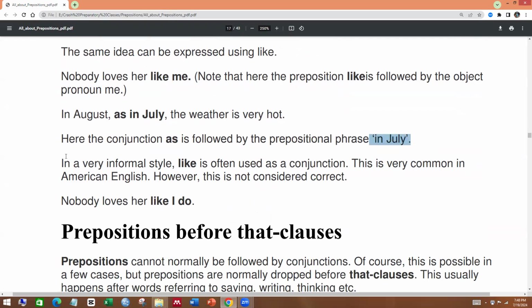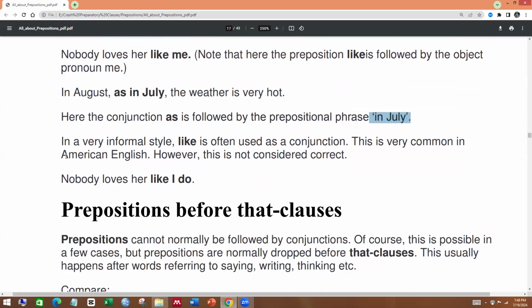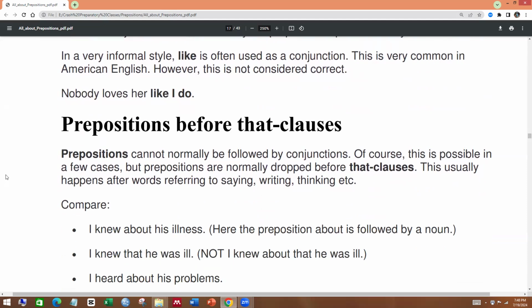Right. In very informal style, like is often used as a conjunction. This is very common in American English. However, this is not considered correct. Nobody loves her like I do. It's a very strange sentence. Prepositions before that clause. That clause मैंने explain किया था कि that clause हम किस चीज को कहते हैं where we need explanations or we need answers for a certain case.